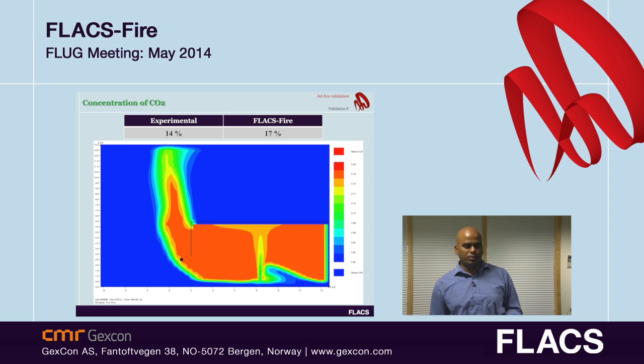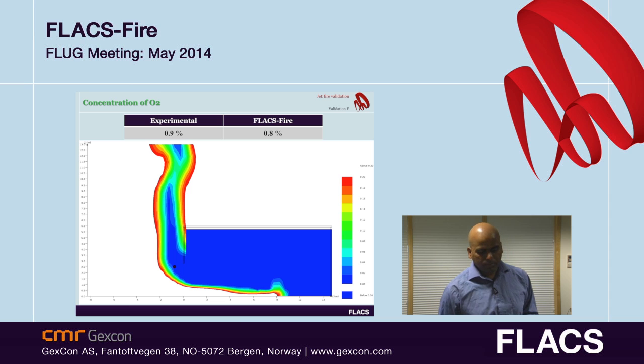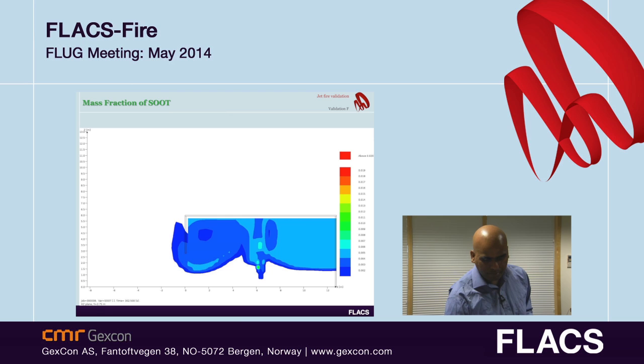This slide shows the concentration of CO2 at the cross section of the compartment, where there is experimental measurement close to the doorways of about 14% of CO2. FLACS-Fire predicts about 17% of CO2. The concentration of oxygen is also predicted using FLACS-Fire. The experimental measure is about 0.9 percent. FLACS-Fire predicts 0.8. Also, we have predicted soot mass fraction.